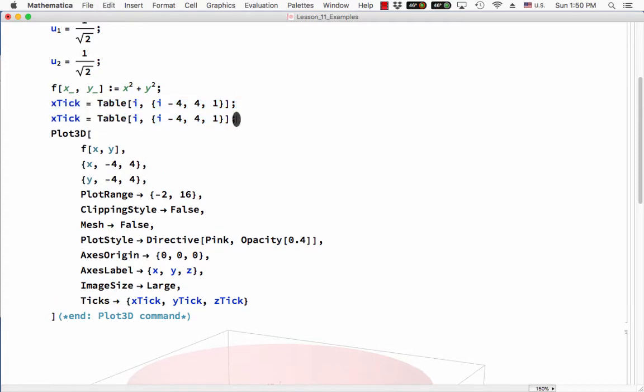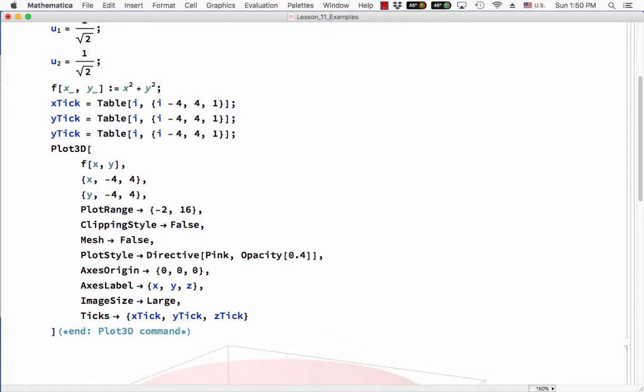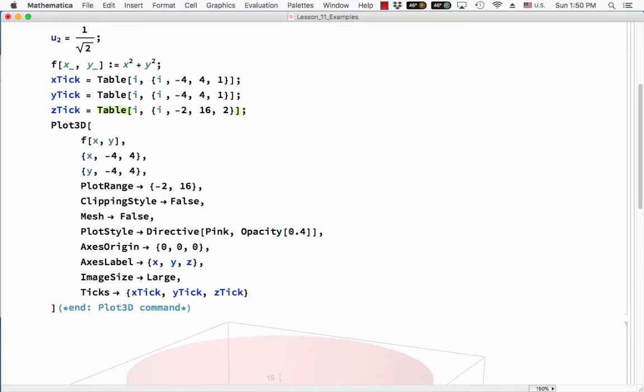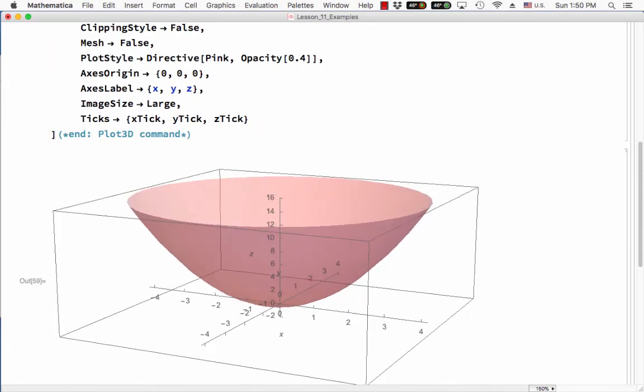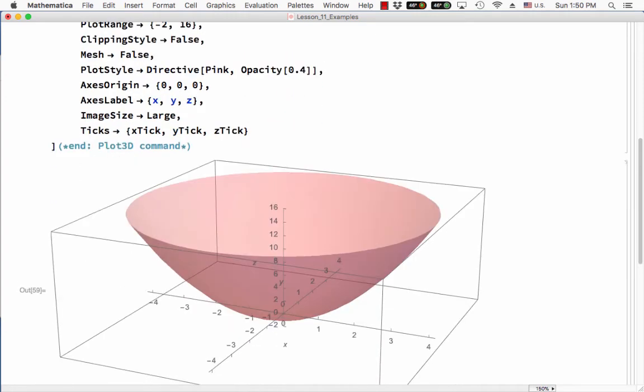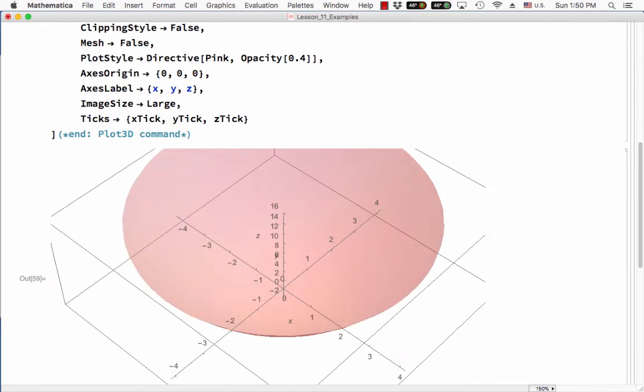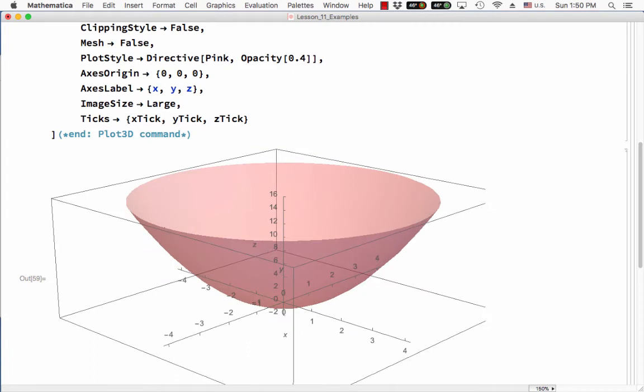The Y tick is going to be the same thing. So here I'll use -4 to 4. And then the Z tick, of course, probably should go from like -2. Oh, of course, each of these should have a comma in between, right? Should go from like -2 to 16. And maybe in Z we want the tick marks to go every 2. Okay, so that gives me the type of thing that I want to see. Now we have our surface, and we have our tick marks scheduled out the exact way we want them.